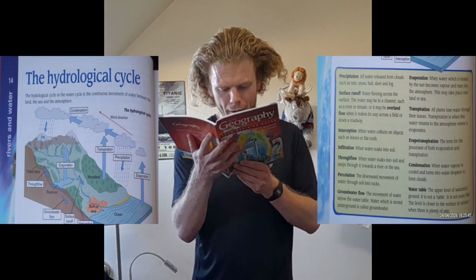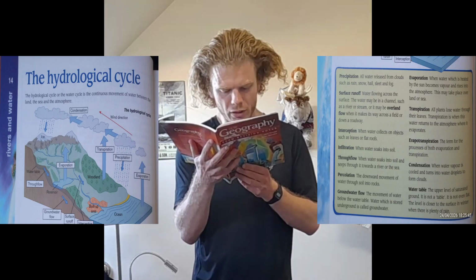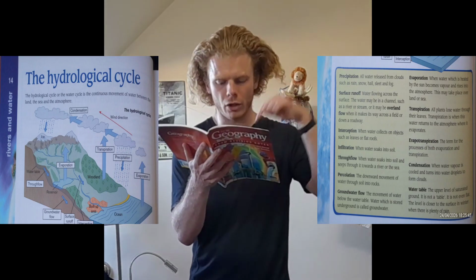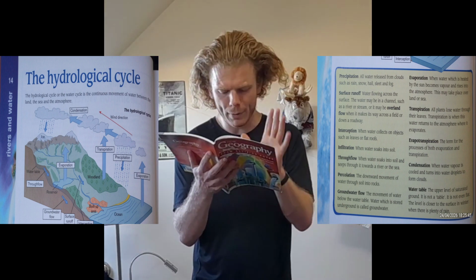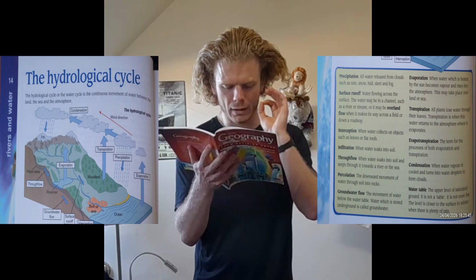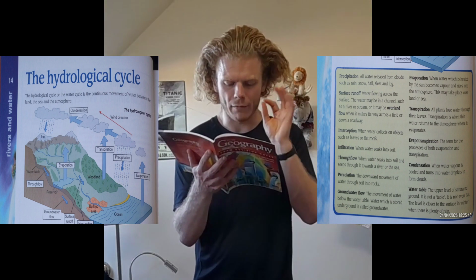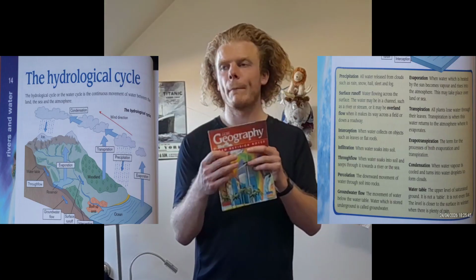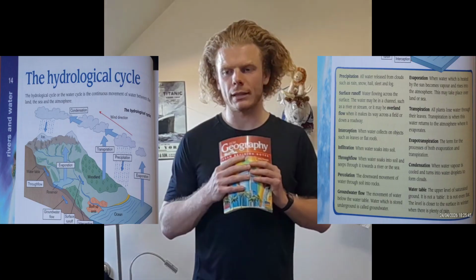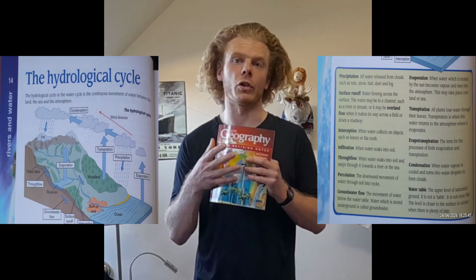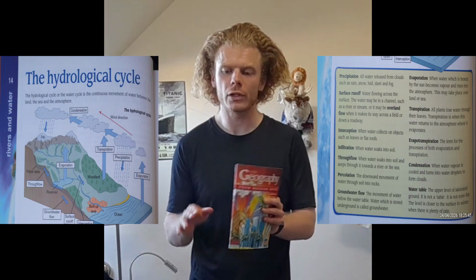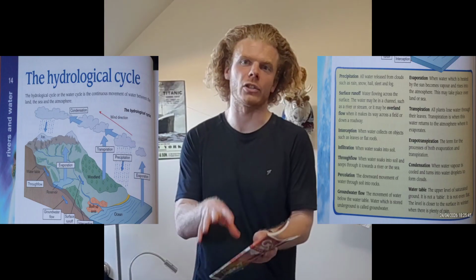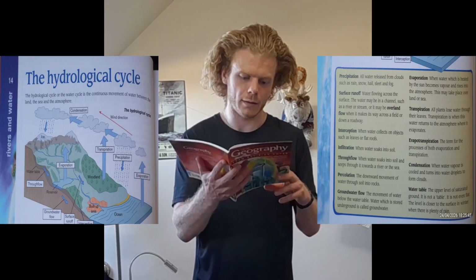Water table. The upper level of saturated ground. It is not a table, it is not even flat. The level is closer to the surface in winter when there's plenty of rain. I think they mean the place at which there is water in the ground. If one is digging a hole, at that place there is then actually water standing in it. That would make sense.